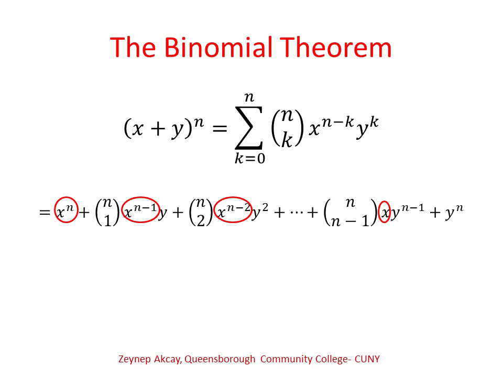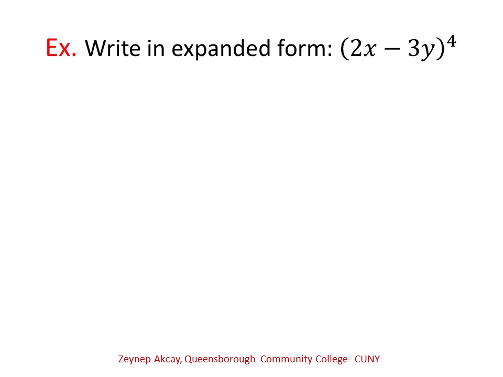We can also look at the pattern of each factor in each term. The power of x starts from n, in the next term it is n minus 1, and then it decreases to n minus 2, and so on, until the exponent becomes 0 and there is no x in the last term. Similarly, there is no y in the first term. In the second term, we have just y to the power 1, and the exponent increases to 2 until n. And also remember that n choose 0 and n choose n is 1, so the coefficients of the first and last terms are 1.